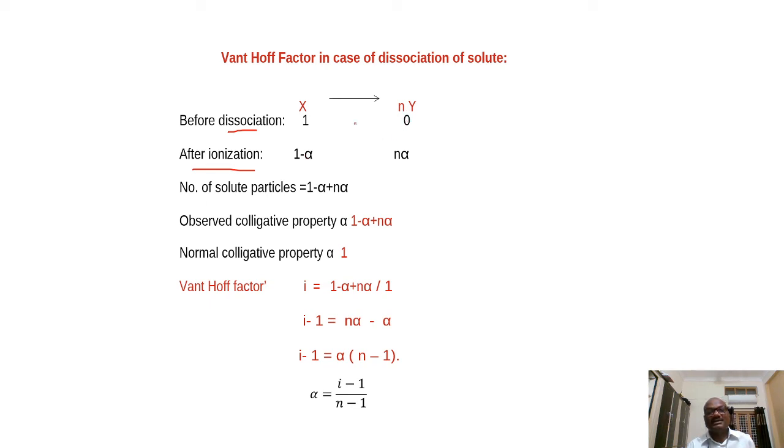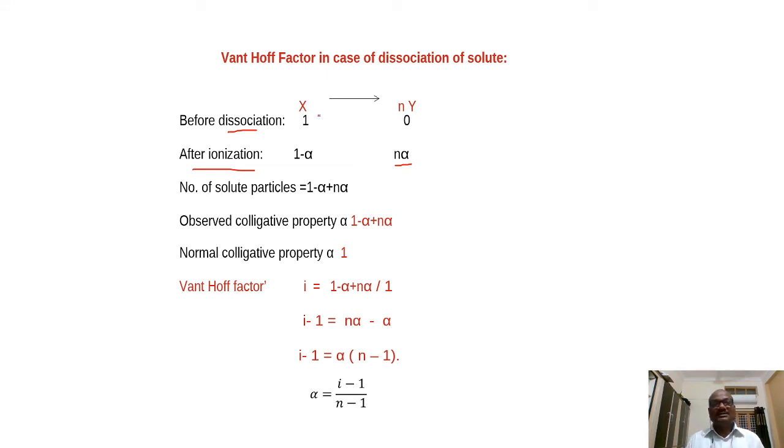So how many particles are forming? 1 is forming n particles. That's why when alpha is undergoing dissociation, the number of particles formed will be n alpha. See, NaCl is forming 2 particles after dissociation. If 10 particles of NaCl are dissociating, 20 particles will form. So alpha is undergoing dissociation here, which means the number of particles now present in the system will be n alpha.